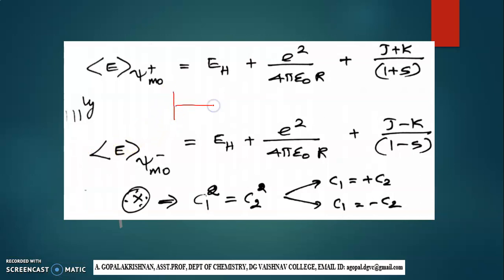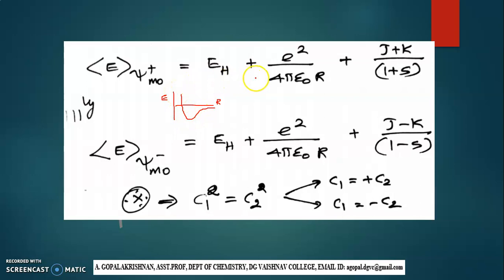So we will get a graph like this, as I also showed in the last class. This is the energy axis and this is the internuclear distance. As the internuclear distance decreases, the average energy of this state decreases first and then starts to increase.